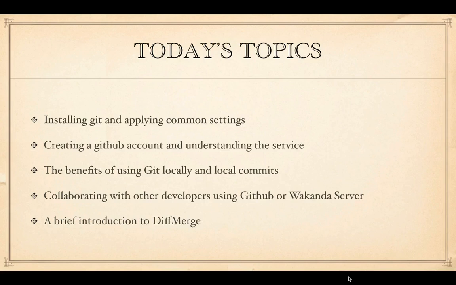We're going to talk about the benefits of using Git locally and local commits. There's a lot of places where even as a single one-person development shop, using Git locally can be a huge benefit to you as well. We're going to do some examples of how you might collaborate with other developers using GitHub or Wakanda Server as your Git server. And I'm going to do a brief introduction to a tool called DIFFMERGE, which is again a third piece of software that helps you manage conflicts between changes in your application.